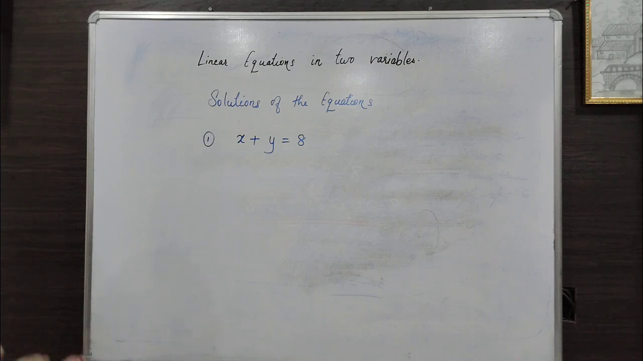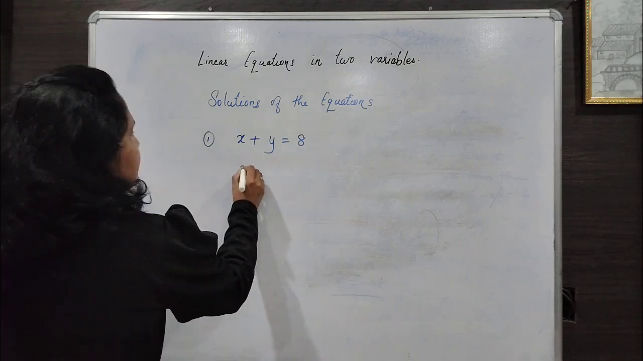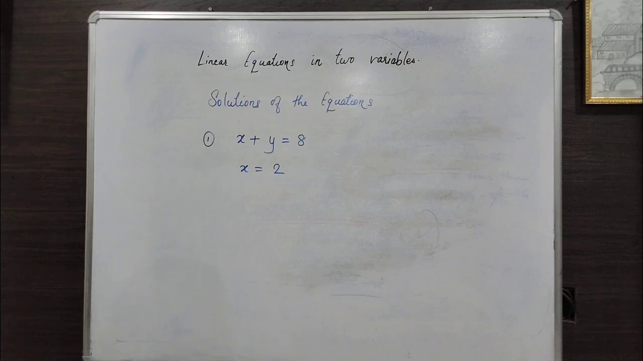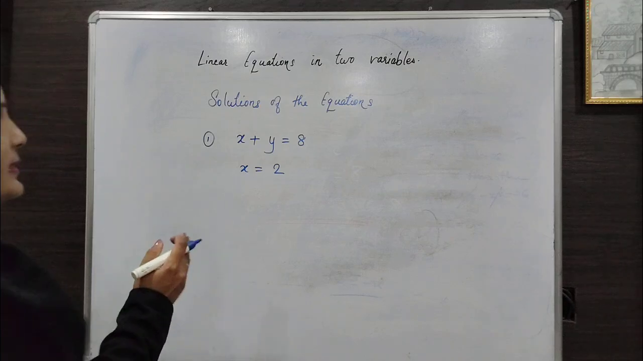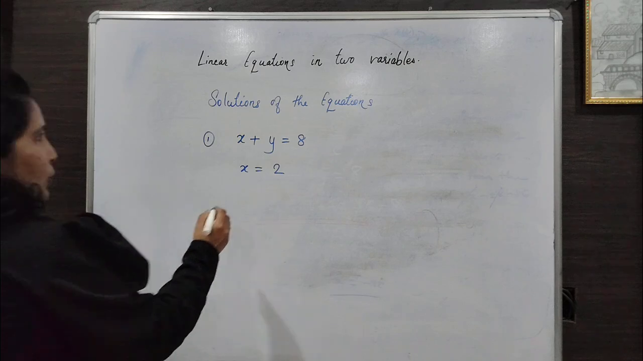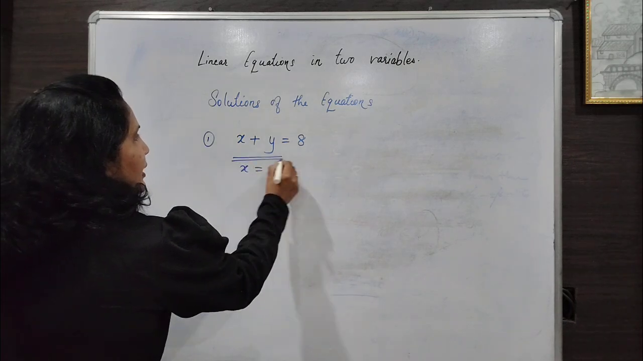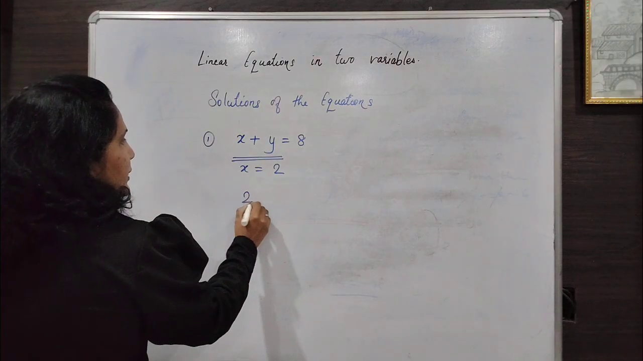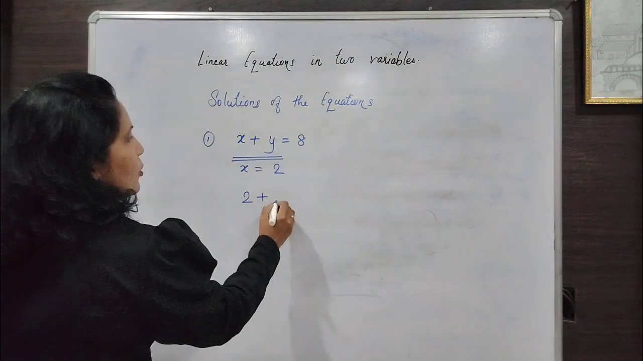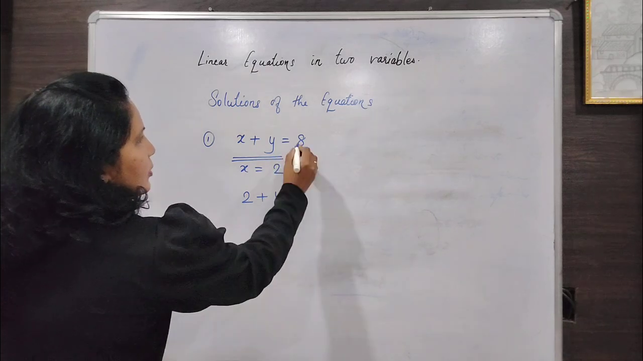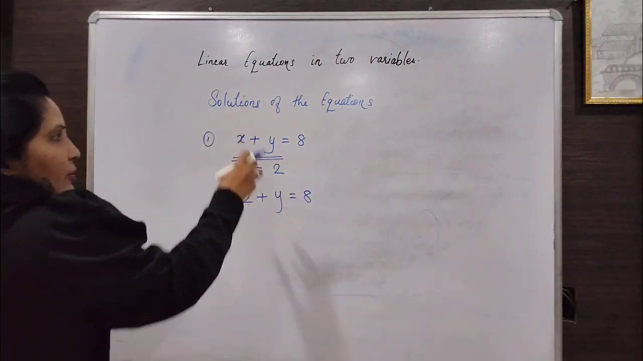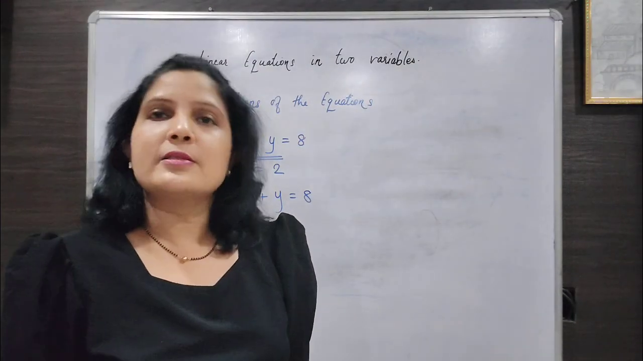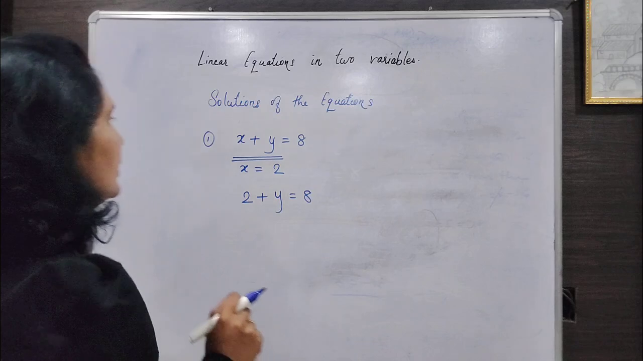Now, let's suppose x is nothing but 2. The value of x I have assumed as 2. So, when I substitute the value of x in the given equation, instead of x it will be 2, plus y as it is, equal to 8. Wherever there is x, I will substitute 2.